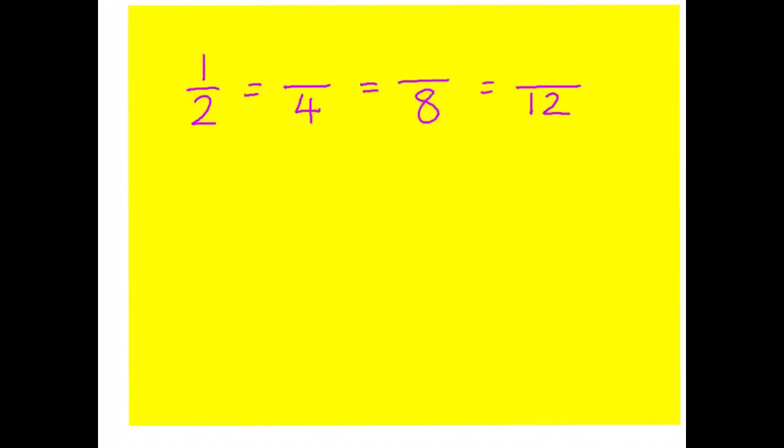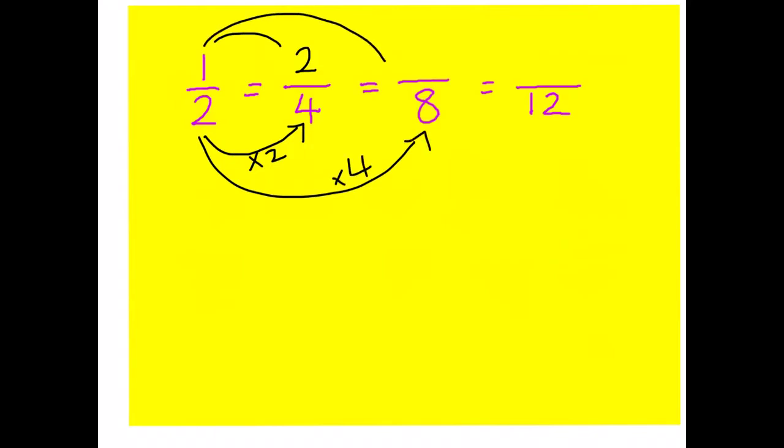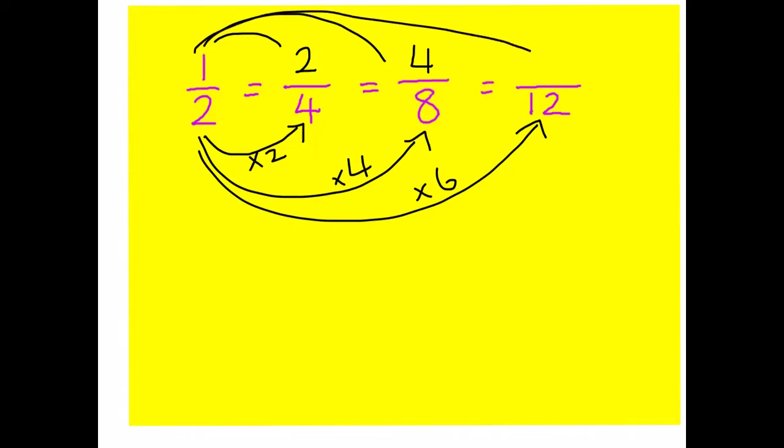In this question we have to work out which fraction is equivalent to a half. So to put it into quarters, 2 to get to 4, I've doubled it. So I simply double the top to give me 2. 2 to get to 8, I've times it by 4, so I must do the same to the top to give me 4. And to get from 2 to 12, I times it by 6, so I must do the same to the top to give me 6. So 1/2 is equivalent to 2/4, which is equivalent to 4/8, which is the exact same and equivalent to 6/12.